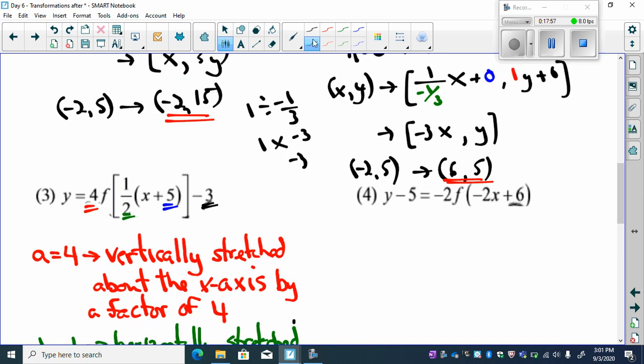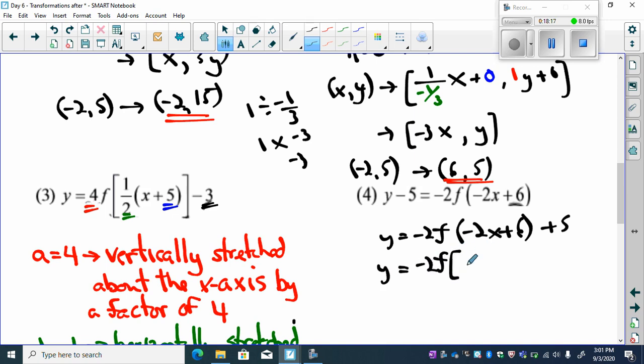The last one, we have y equals -2f, and this would be -2x plus 6 in here, and a +5 back here. One extra step. I am going to factor in these brackets here. I'll factor out a -2. To factor it out means to divide both of these terms by -2. So -2x divided by -2 is x. +6 divided by -2 is -3.